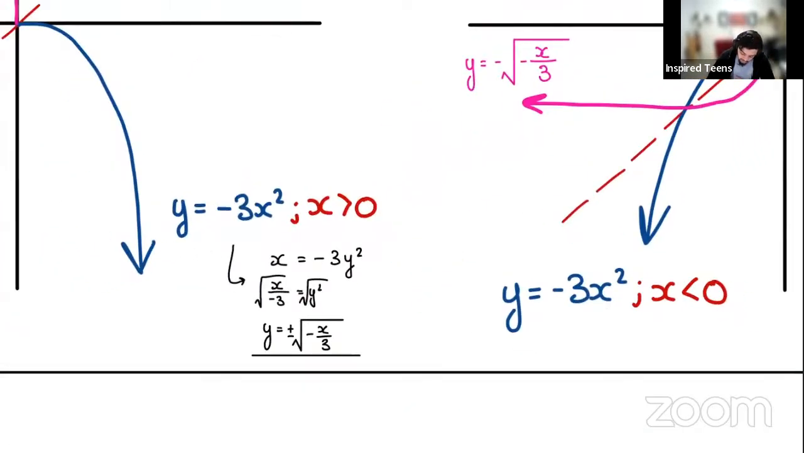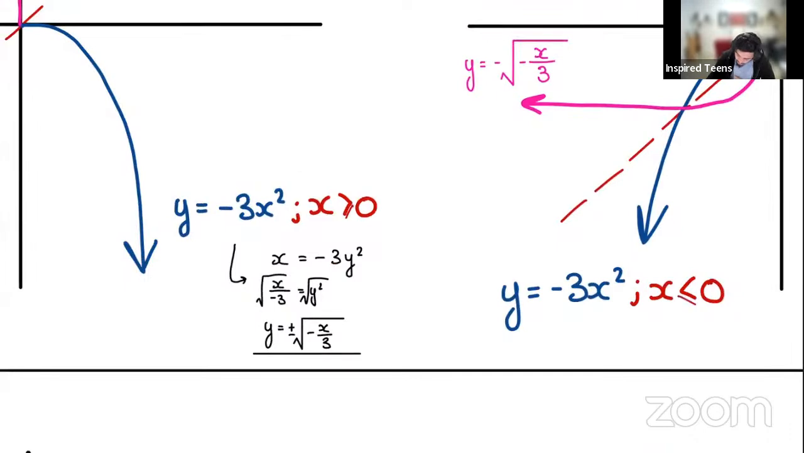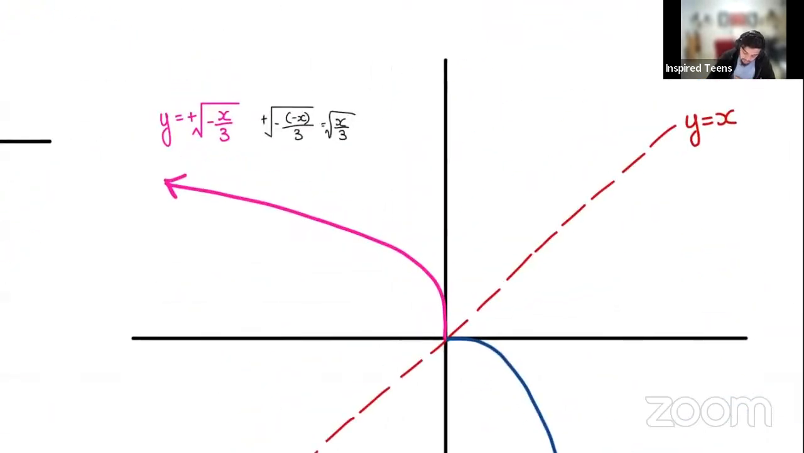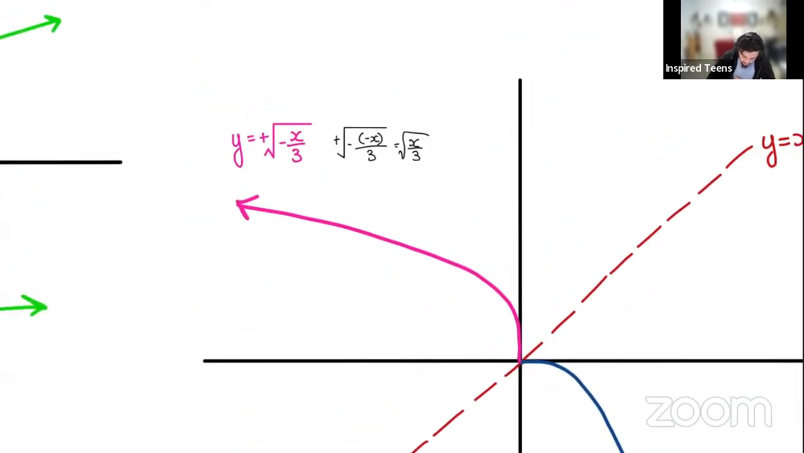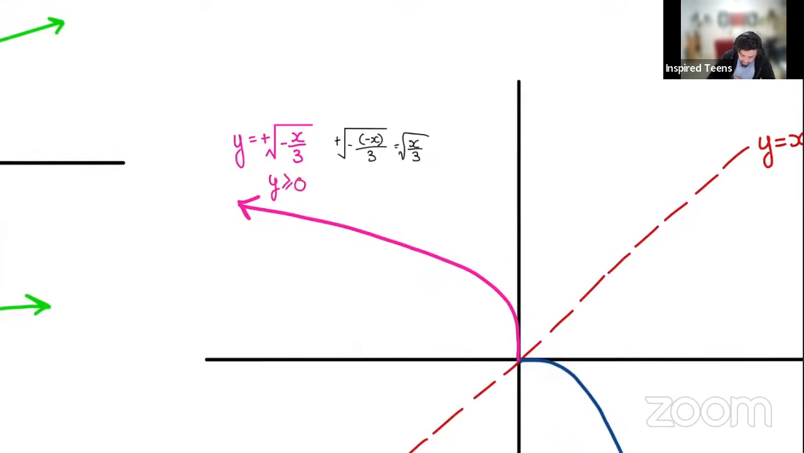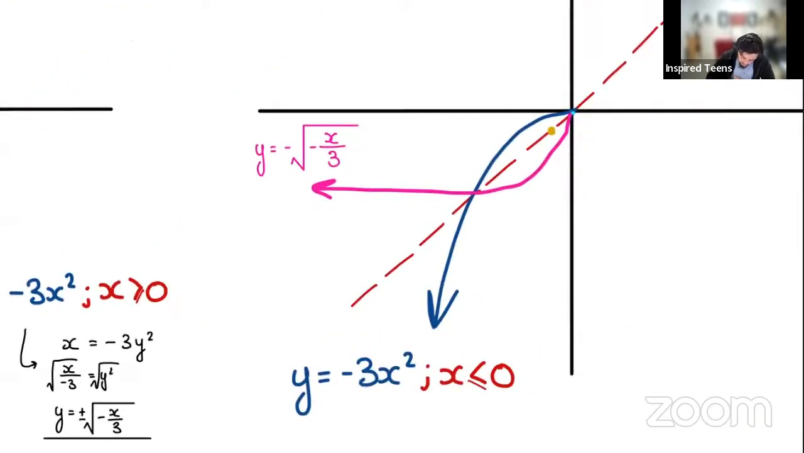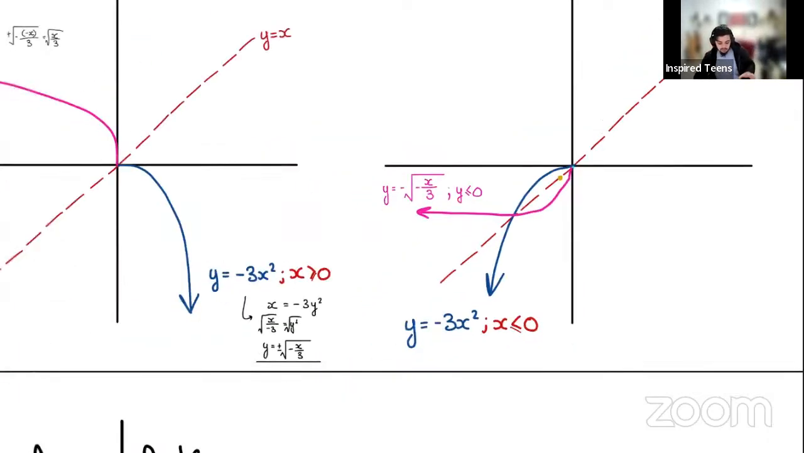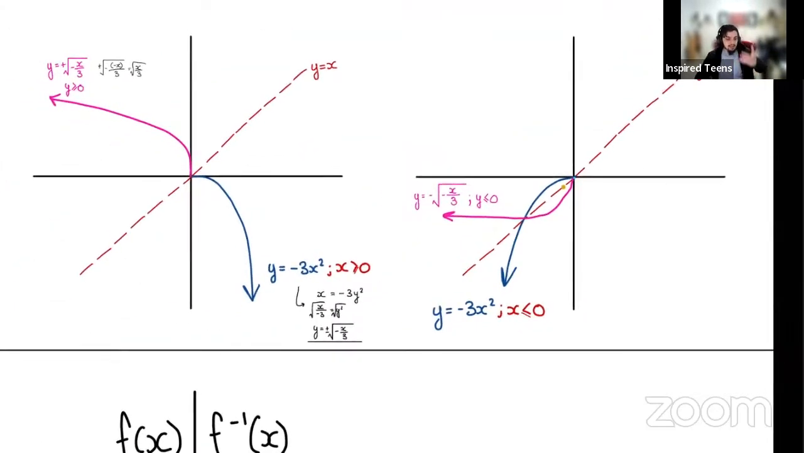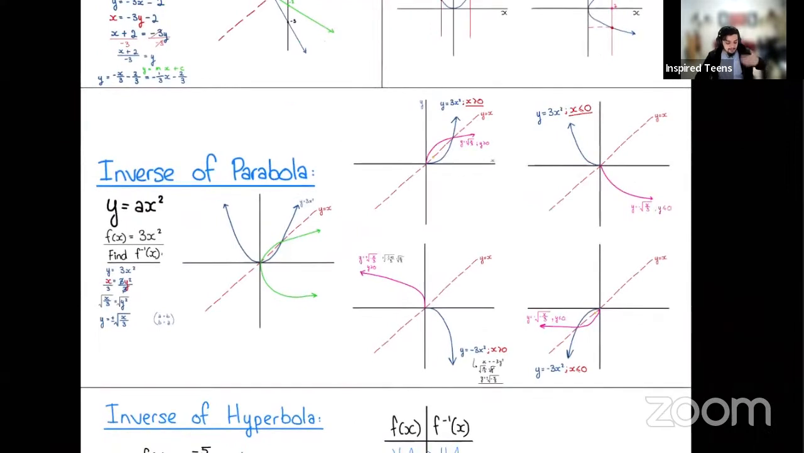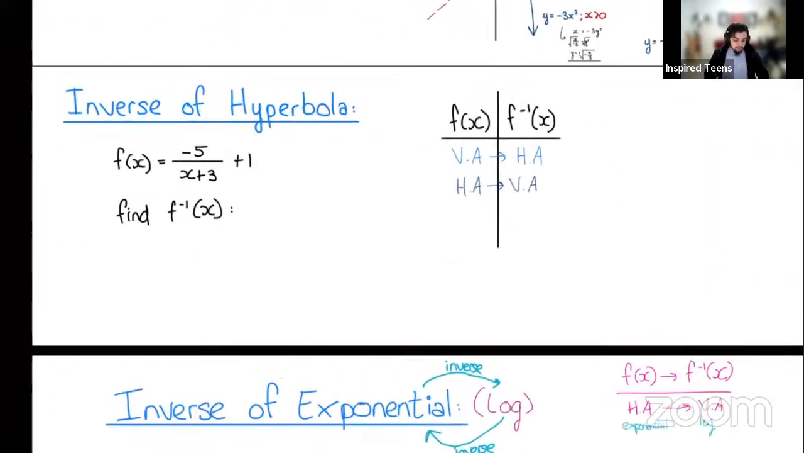The restriction here was x is greater than or equal to 0 and x is less than or equal to 0. So the restriction for this one would be y is greater than or equal to 0. And for this one, it would be y is less than or equal to 0. It's the same as the restriction on the regular function, but instead of x, we use y. That might be a lot to take in, so just remember to go through it again afterwards to make sure that you understand, but let's move on.